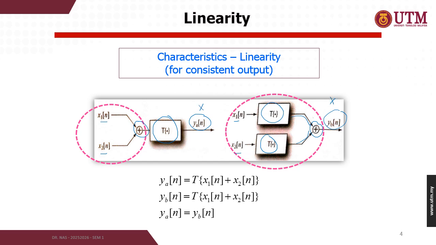If YA equals YB, then the system is linear. If YA is not equal to YB, then the system is a nonlinear system.